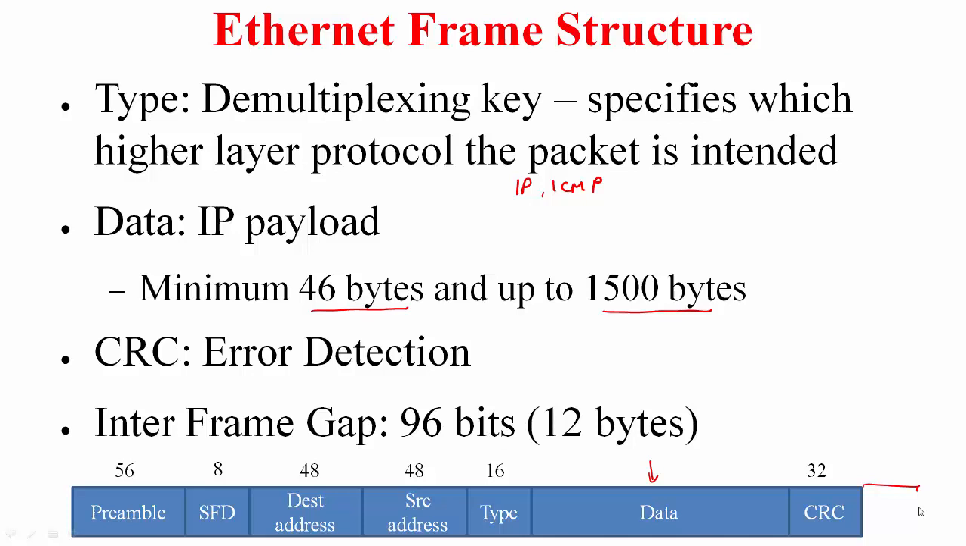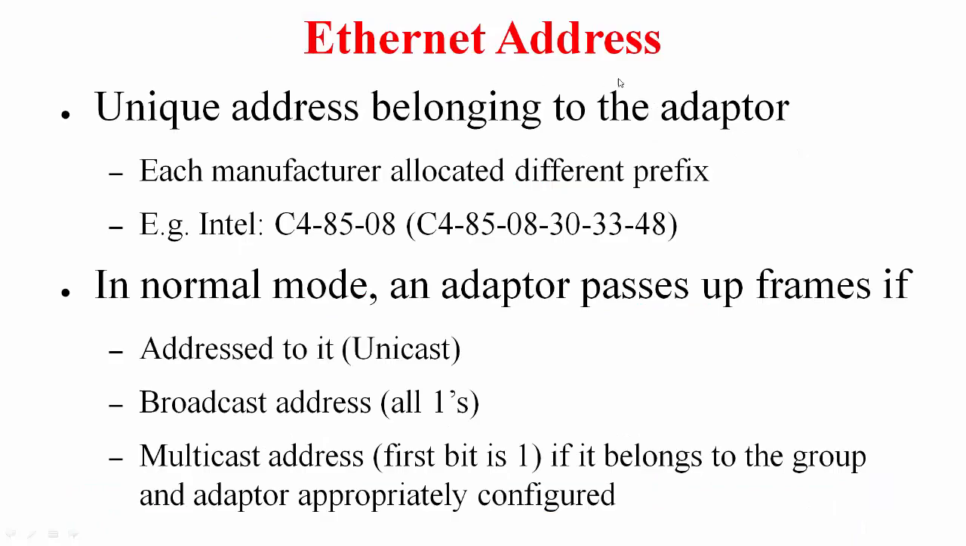So let's quickly also look at the Ethernet addresses. Each adapter has a unique address. Note that I'm not using host. Host can have multiple adapters. Each network adapter has a unique address, and this uniqueness is basically ensured by giving each manufacturer a different prefix. So for example, if Intel is manufacturing these adapters, this is the prefix that it will use.